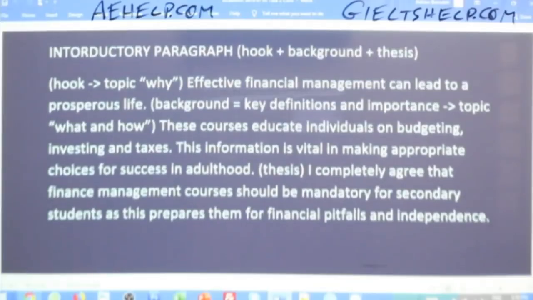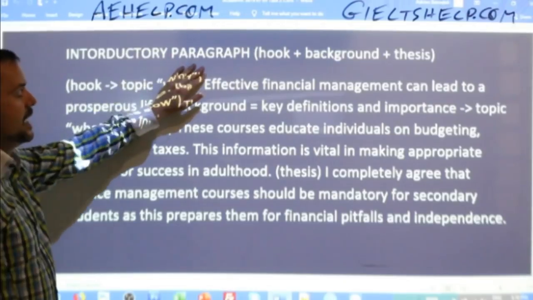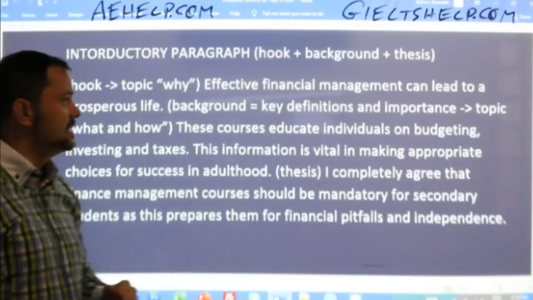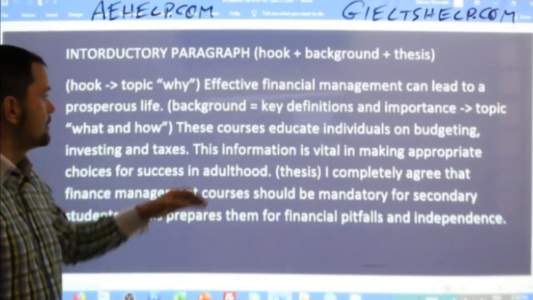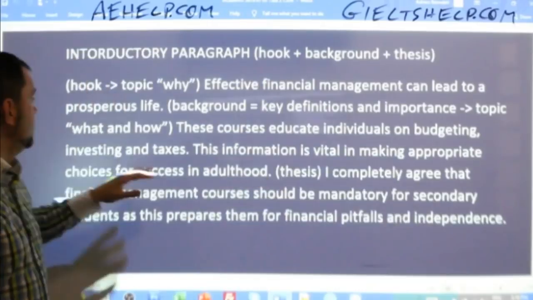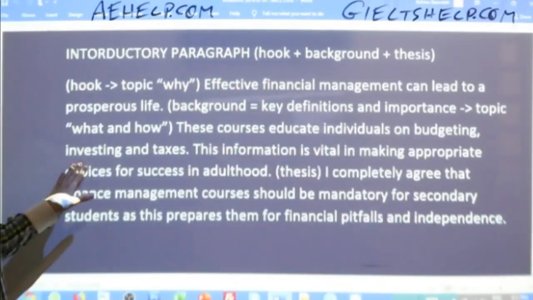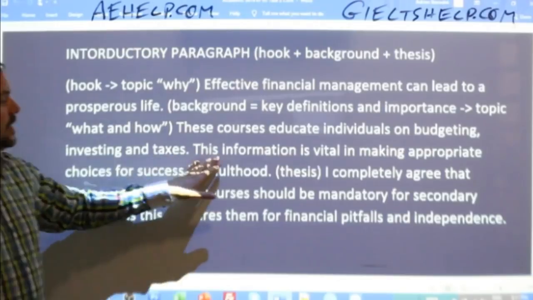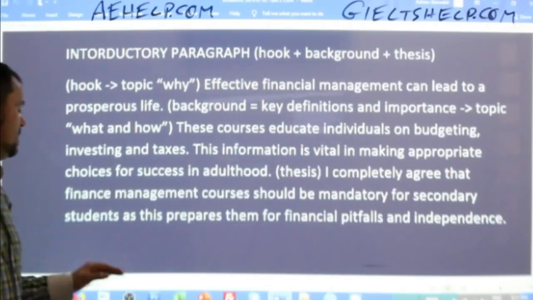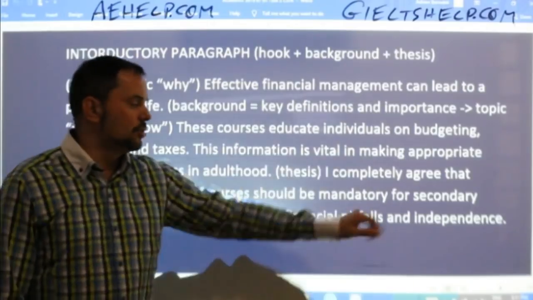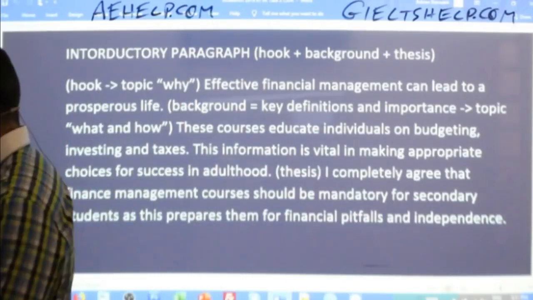So then our last step in yesterday's class was completing the introductory paragraph. And just a refresher, that has the hook, the background, the thesis. This is a Band 9 introduction to this question. Effective financial management can lead to a prosperous life. These courses educate individuals on budgeting, investing, and taxes. This information is vital in making appropriate choices for success in adulthood. I completely agree that finance management courses should be mandatory for secondary students, as this prepares them for financial pitfalls and independence.